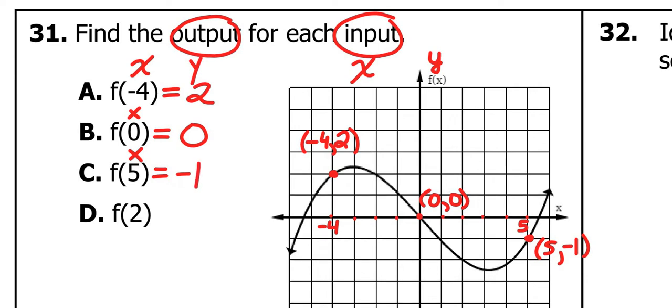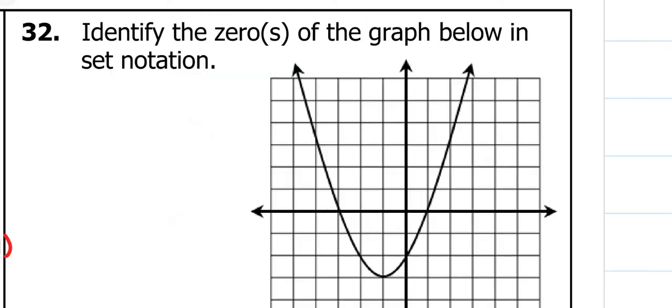And lastly, f of 2. So 2 will be right here, and we're going to hit our graph right here, which is at 2, comma, -2. So our output is -2. So we have each of the outputs listed for the inputs. Remember, output is y, input is x. All right, let's move on.